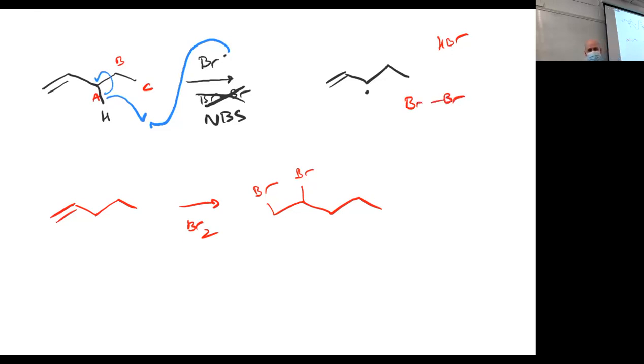So it's basically just to avoid having a whole bunch of Br2 hanging around, which has the possibility of this reaction. Yeah, so it's only when we have an alkene that we need to use NBS instead to avoid this competing reaction, which we don't want.